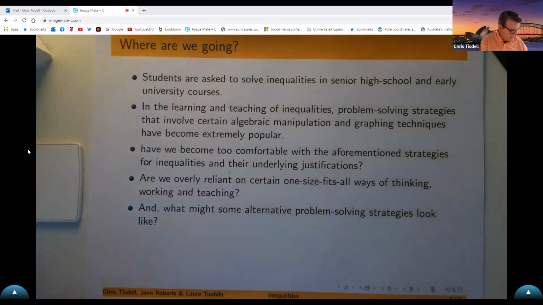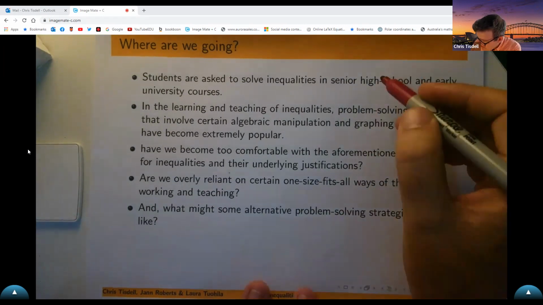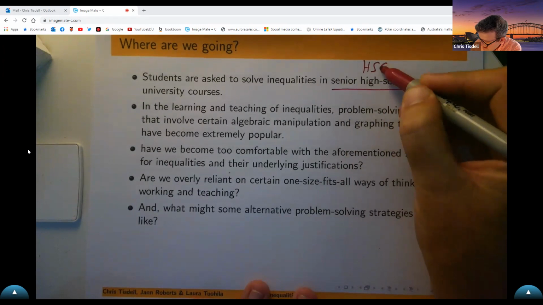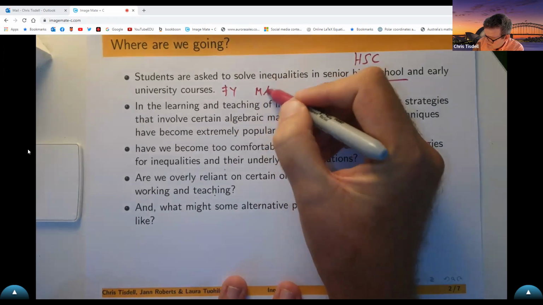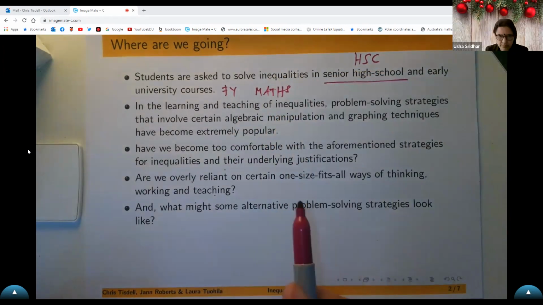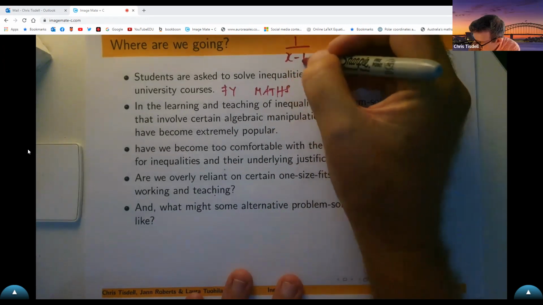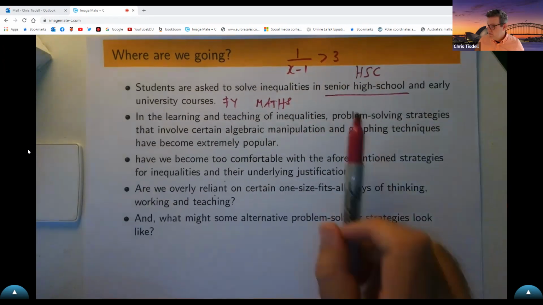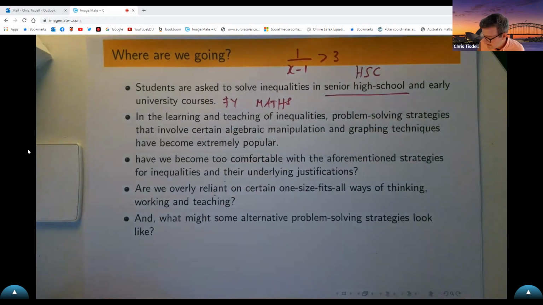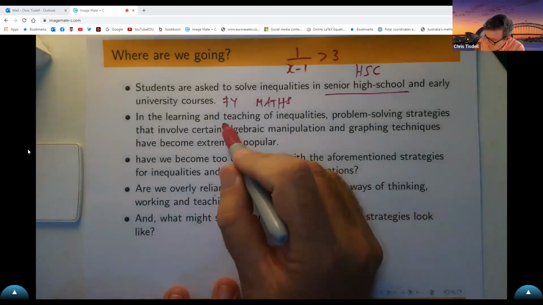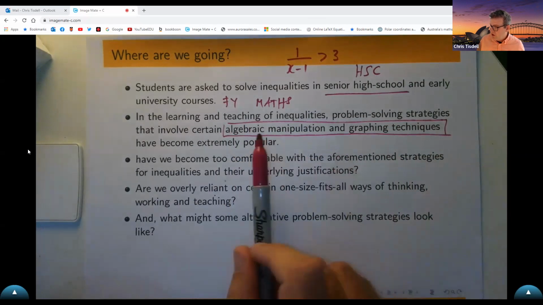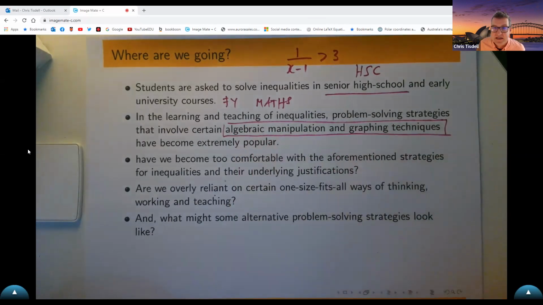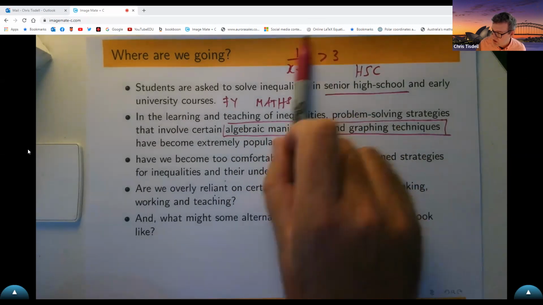All right, so what about the inequalities? Well, let's get on to some more serious mathematics here. Inequalities, you see them in places like HSC exams and in first year in maths. It might be something like this, right? 1 on x minus 1 is greater than 3 or something, and you're asking the students to solve it for x. Now, most of the ideas and the problem-solving techniques that I think we teach involve algebraic manipulation and maybe some graphing techniques. Okay, like so think about how you might solve this.